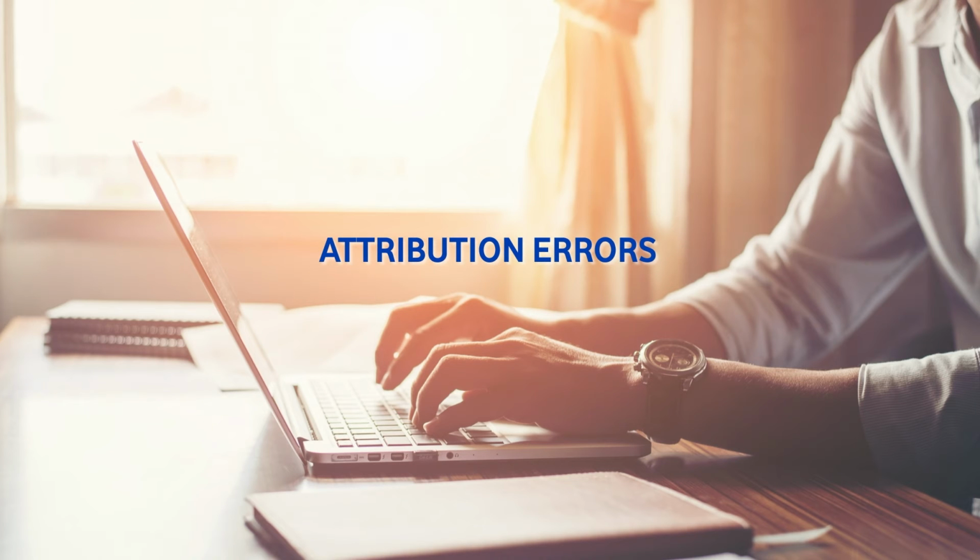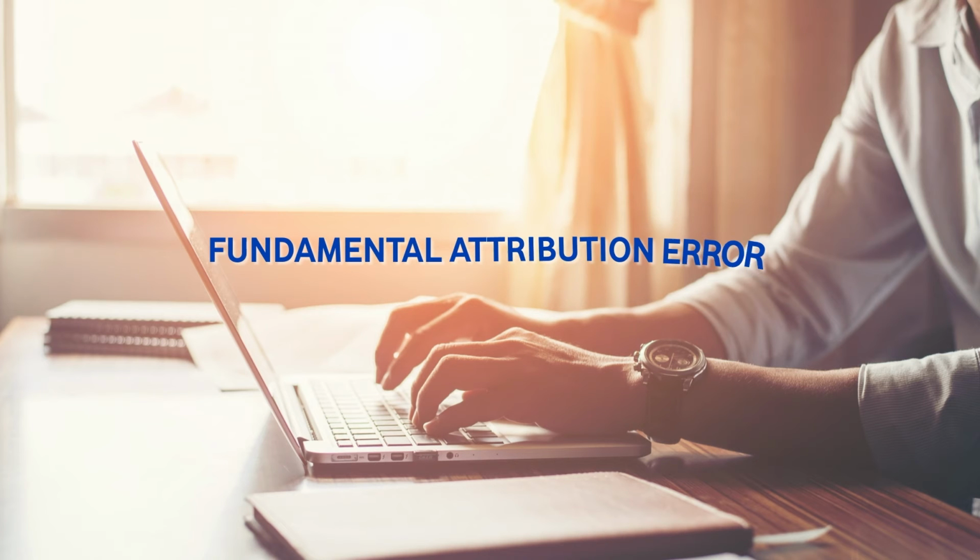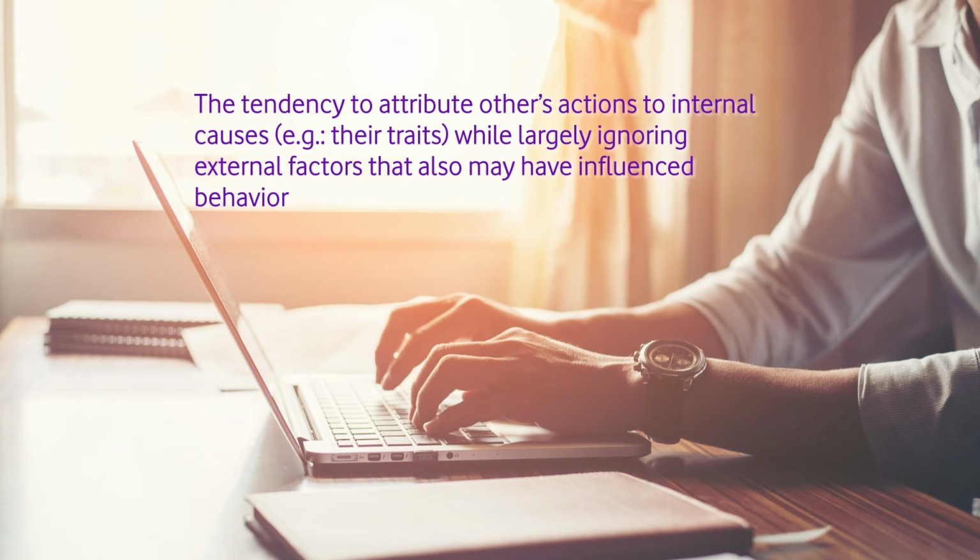Now, moving on from the attribution theory, attribution can also be a flawed process. That means it's not true that people always make an accurate judgment of others or other people's behavior. More often than not, people make very serious errors in judging others around them. And the two most important attributional errors are the fundamental attribution error and the self-serving bias. So let us start with fundamental attribution error. What is fundamental attribution error? The tendency to attribute others' actions to internal causes primarily, while largely ignoring external factors that may have also influenced behavior.